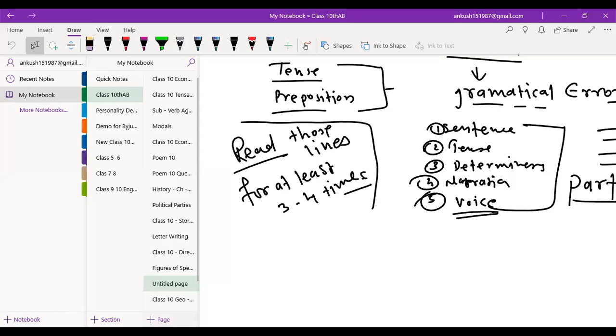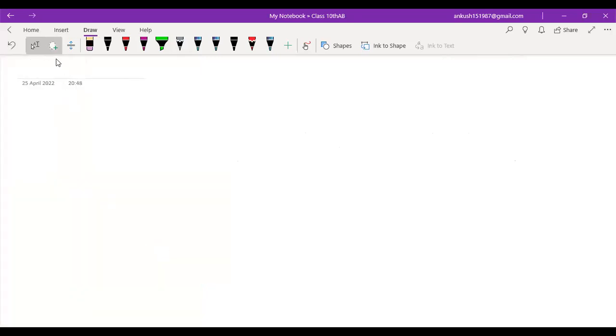Can you see the screen? Hello, can you see the screen? Yes, sir. No, sir, we can't see the screen. The screen is not visible. No, sir, it's not visible now. Okay, now. Yes, sir, now it's visible.